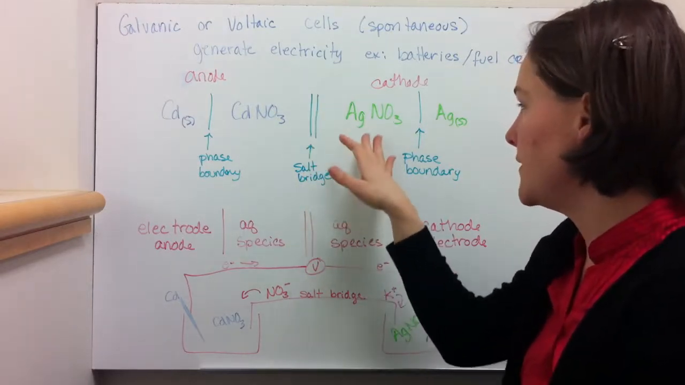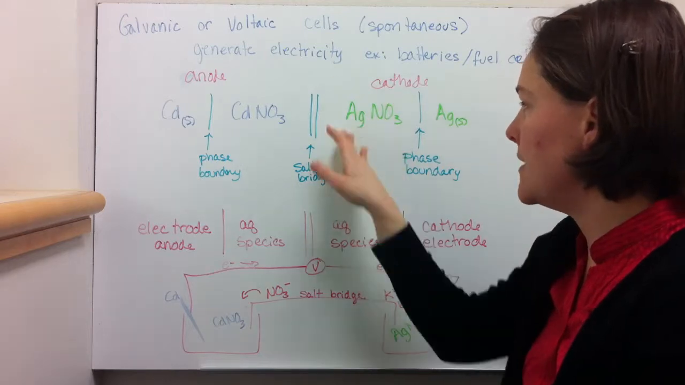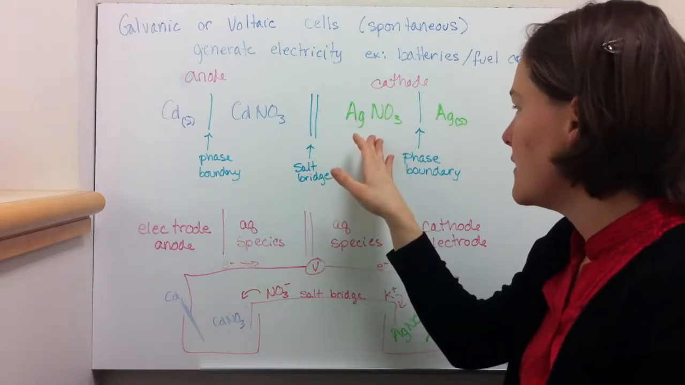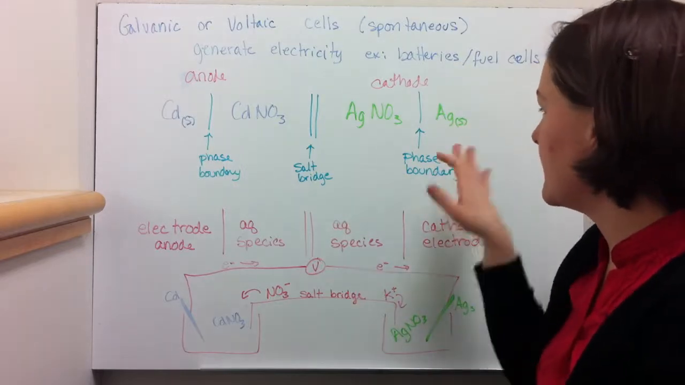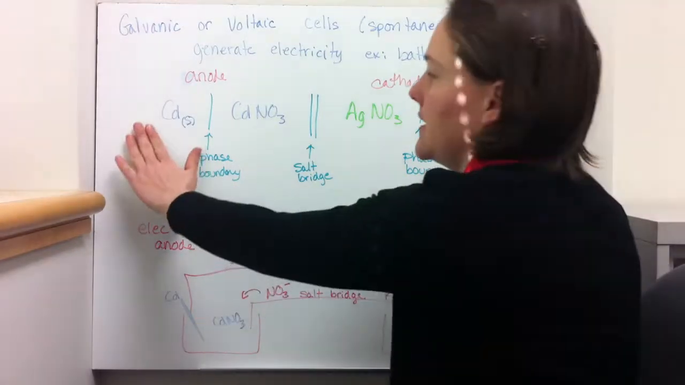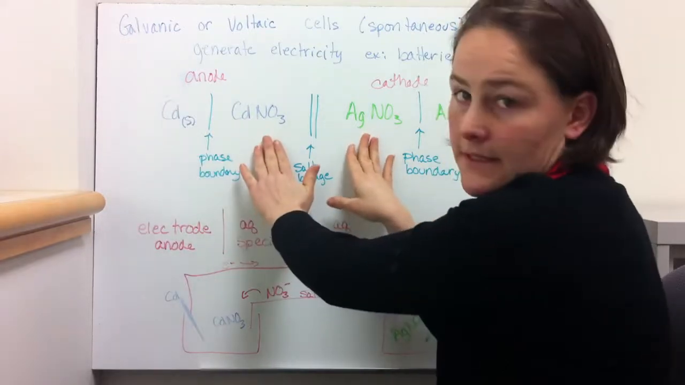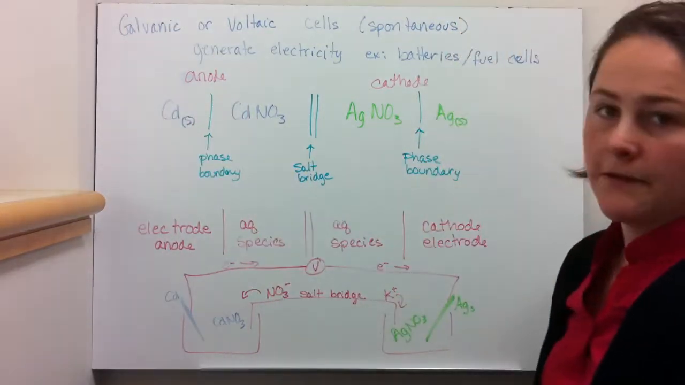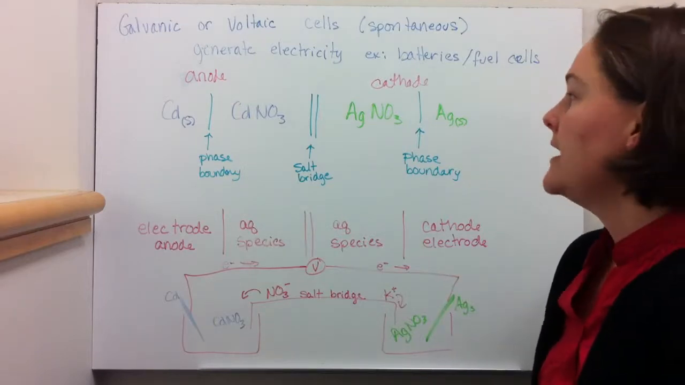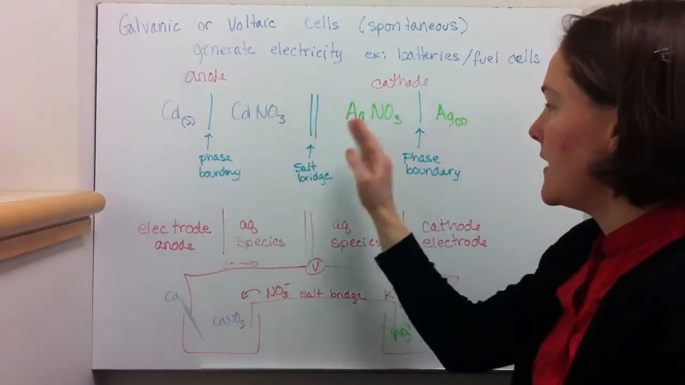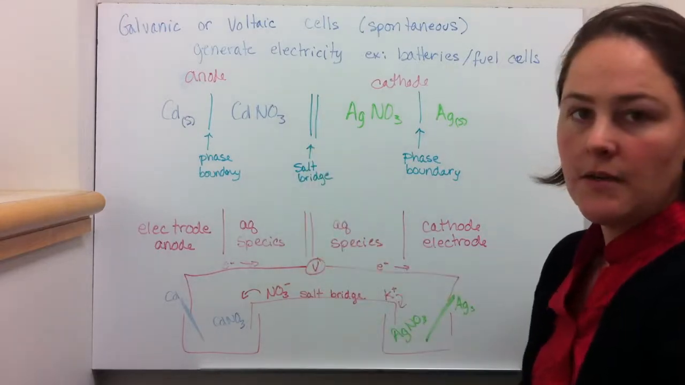Then you have your cathode, where you have maybe your aqueous species, and then your cathode electrode. So you have electrodes on either end, and then aqueous species in the middle. Every time you have different phases, you separate them by a single vertical line for a phase boundary, and in between the anode and the cathode side, you would have a salt bridge.